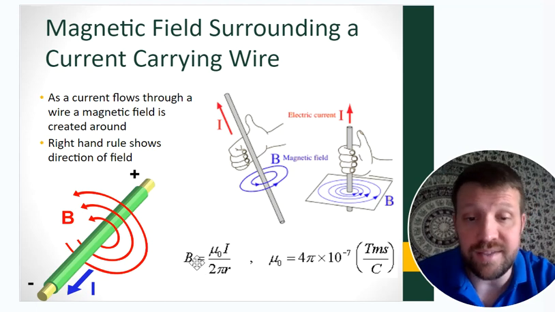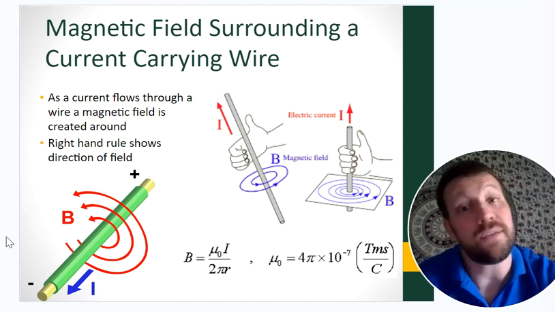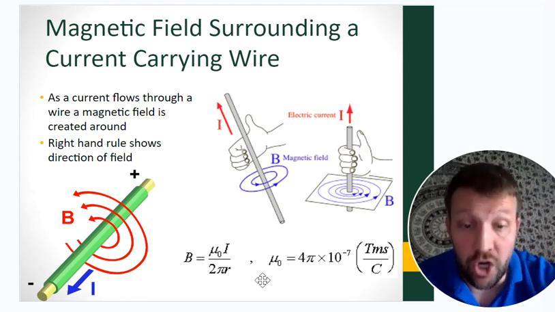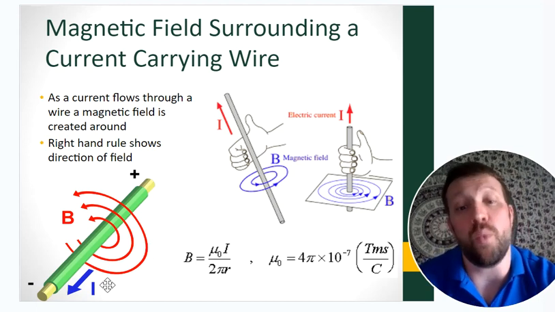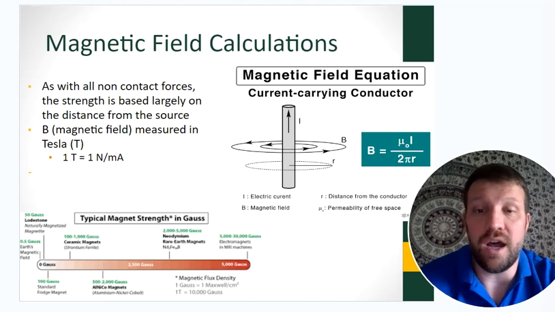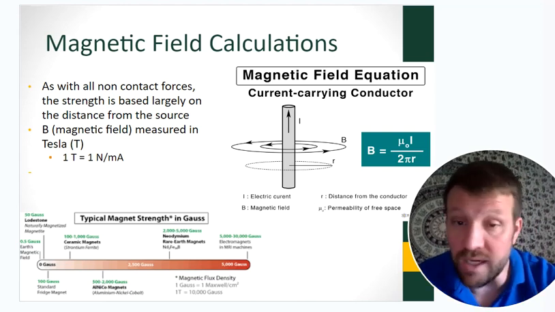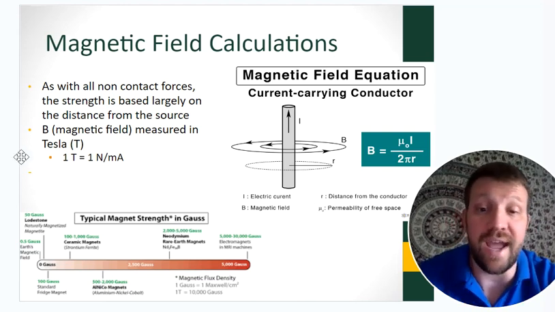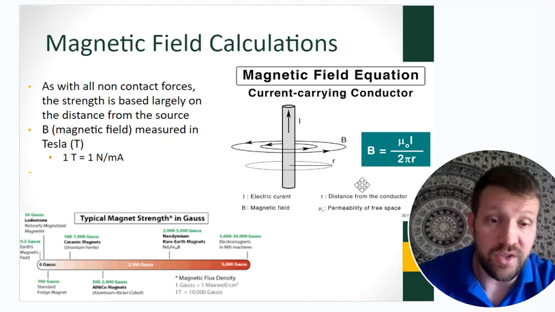In order to calculate that magnetic field, the strength of this magnetic field around a wire, we need to know the current and then the dimensions of the wire. So we'll get a little more into that right now. As with all non-contact forces, right, the strength is going to be based on how close you are to the source. And so that's what really our 2 pi r here is also, right?